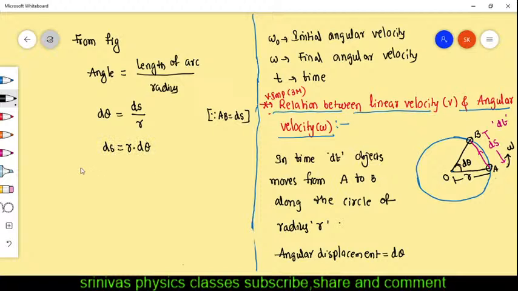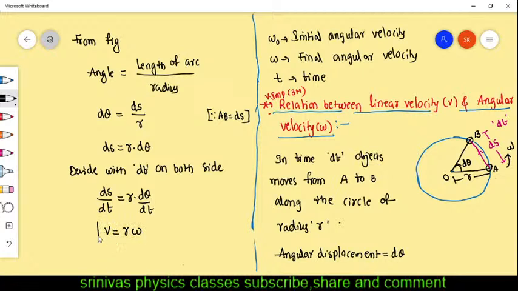And now what do we have to do? Differentiate with respect to time on both sides, or otherwise divide with dt on both sides. dt is the time. When you divide with dt, what will you get? ds by dt on the left side. On the right side, you will get r into d theta by dt. What is ds by dt? It is v. And d theta by dt is omega. This is the relation between the linear velocity and angular velocity.